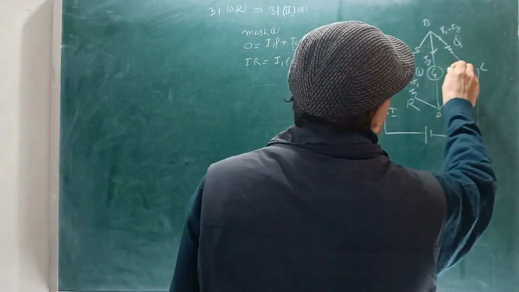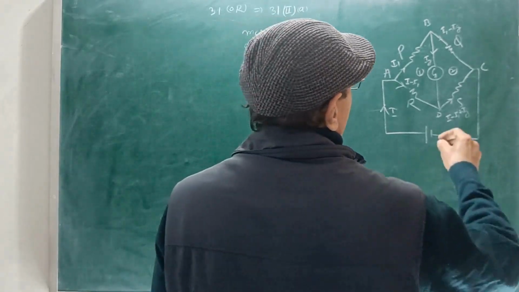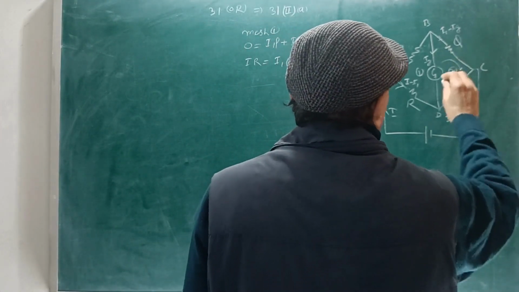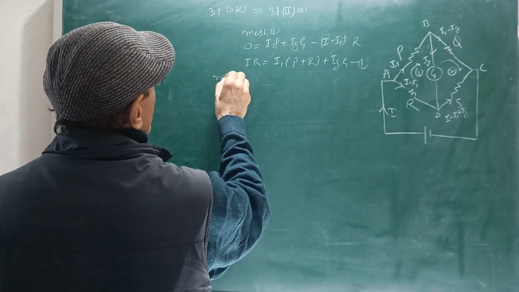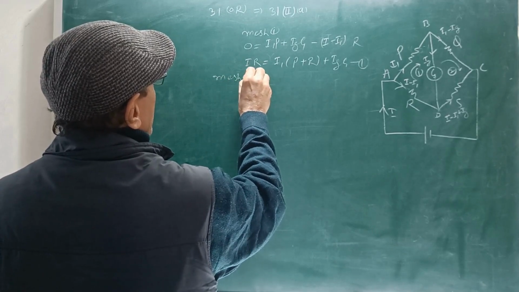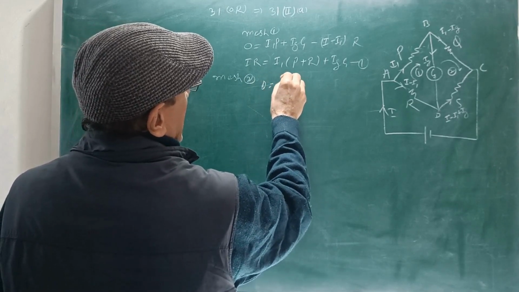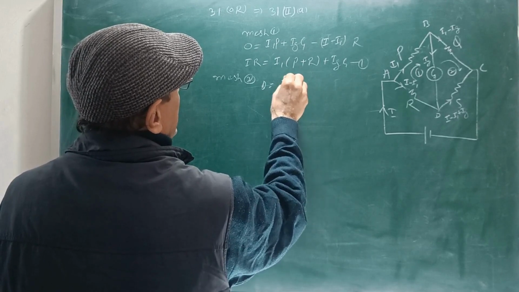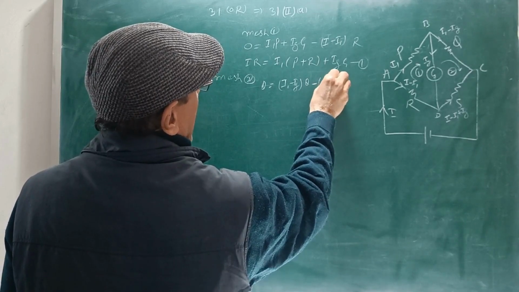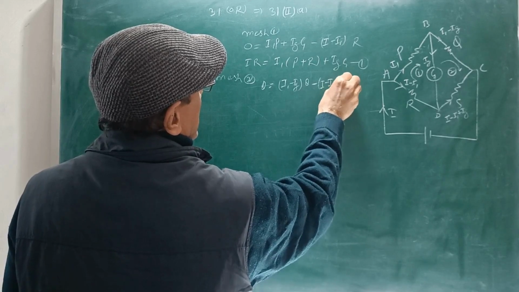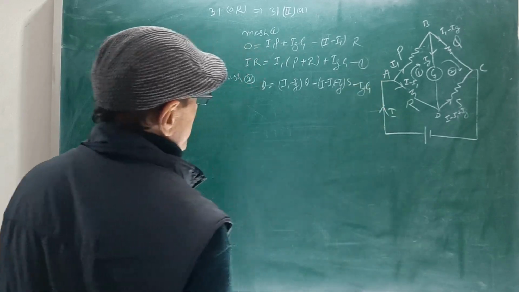Similarly, applying this in mesh number 2, and if we just take it like this, so here we have again mesh 2, 0 equals to I1 minus Ig into Q minus I minus I1 plus Ig into S minus Ig into G.